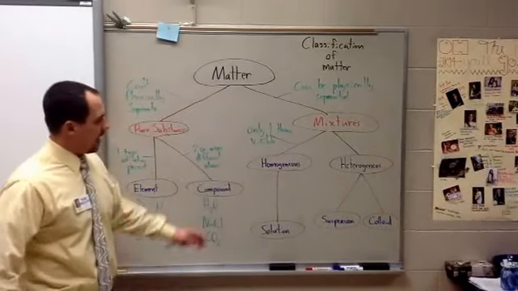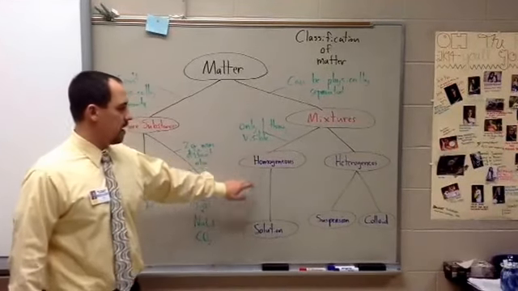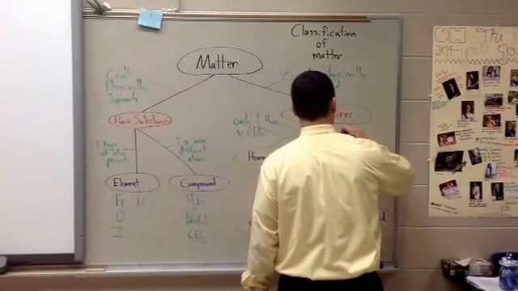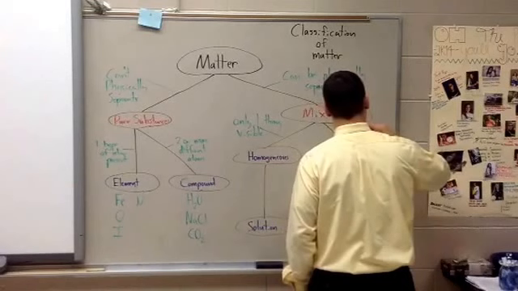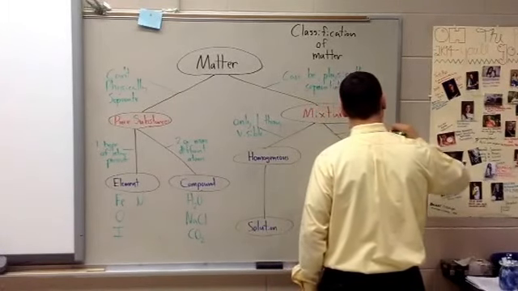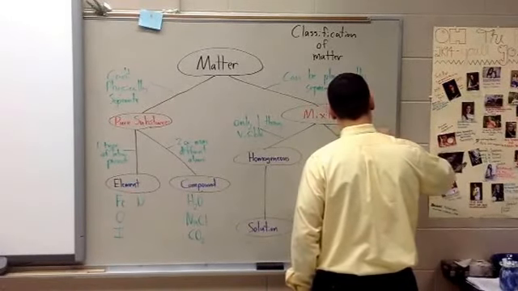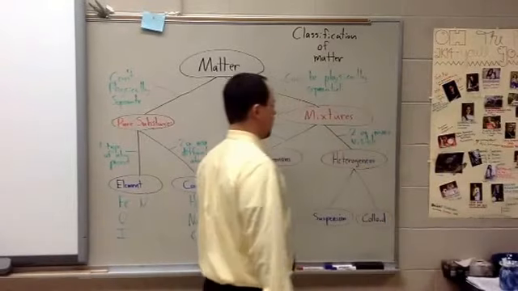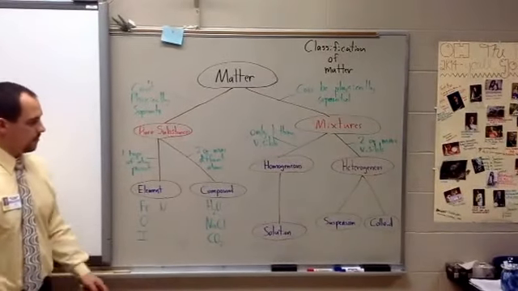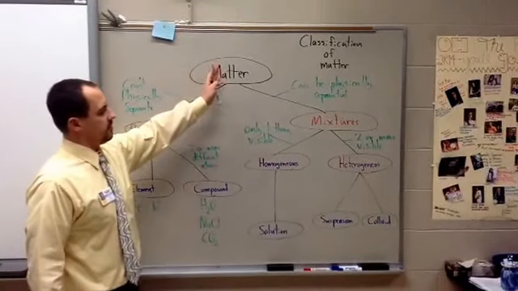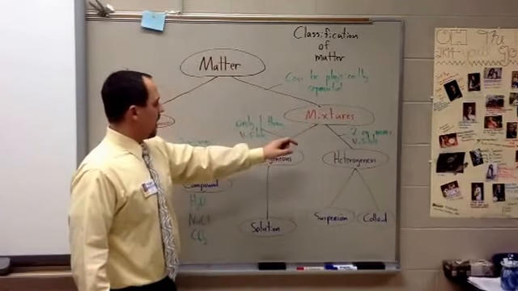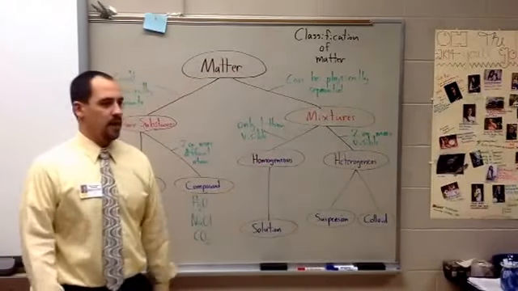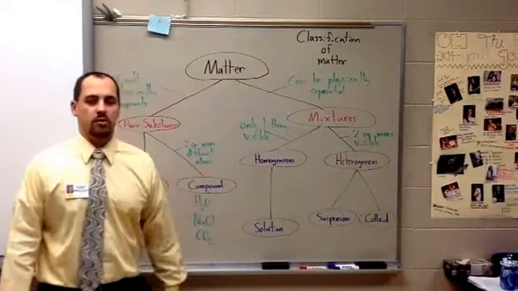Okay? And if there's only one thing visible, it's homogeneous. If there's two or more things visibly present, it is heterogeneous. Okay? So back to, if we can physically separate it, we're at mixtures. And if there's only one thing visible, it's homogeneous, then we call that a solution.